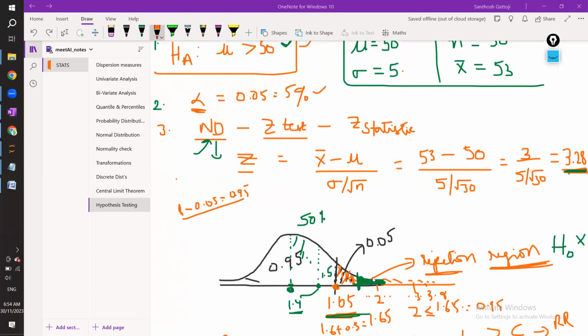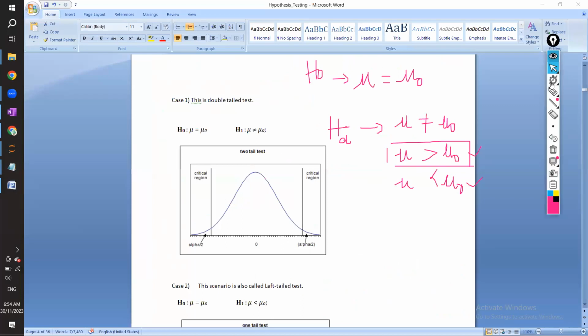If it is less than mu naught, it will be this side, the left side. If it is not equal to mu naught, then you need to consider both the sides. It could be less than, or also it could be greater than, I don't know. So that's why I'll consider this side is greater than, this side is less than. Two sides I need to consider. In that scenario, this is called a double-tailed test. This is one tail, this is the second tail. So it's called a double-tailed test.